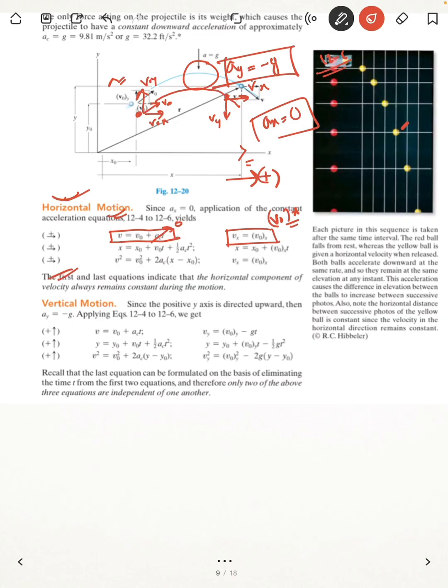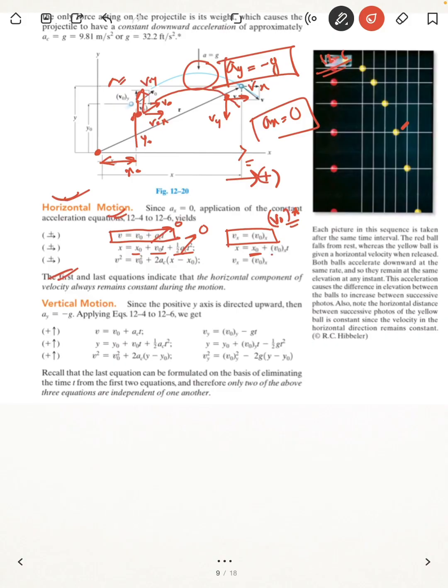The second equation is x equals x naught plus v naught t plus half at squared. You see the acceleration in the x direction is 0, so that portion becomes 0, and only this equation remains. X naught is the initial position, a reference point from which we calculate everything, where the particle was thrown. The distance is defined as x naught, and the vertical distance is defined by y naught. That is basically the initial x naught and y naught.